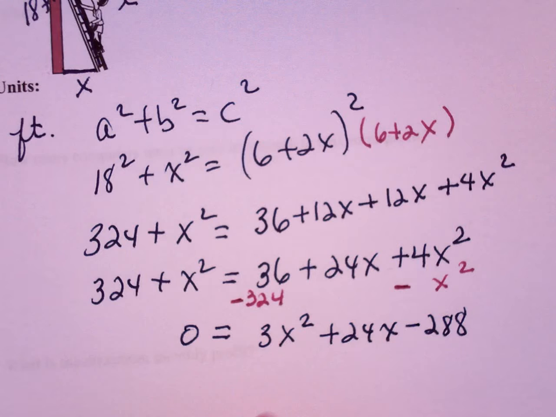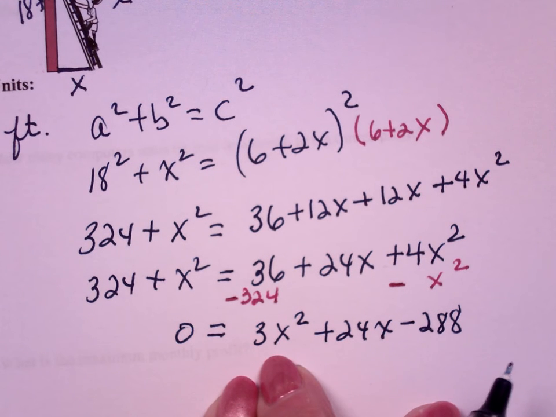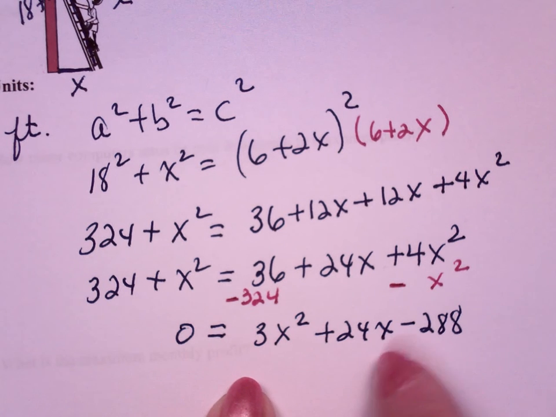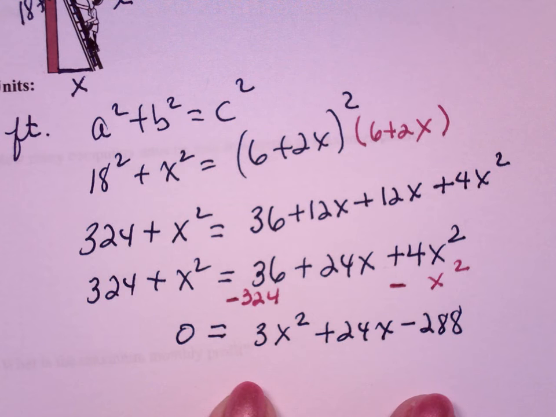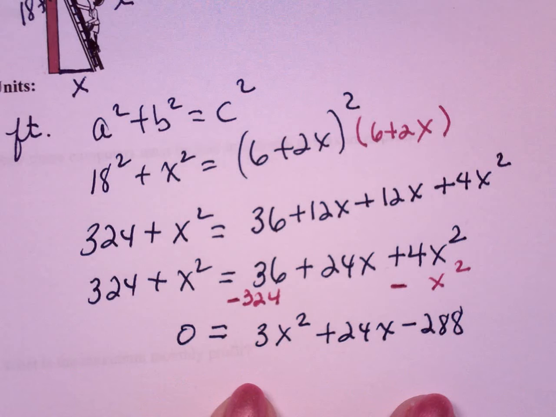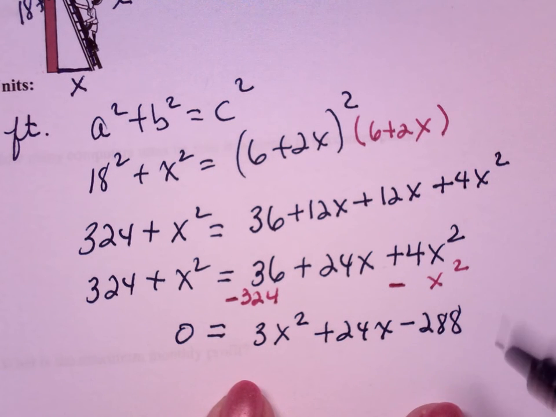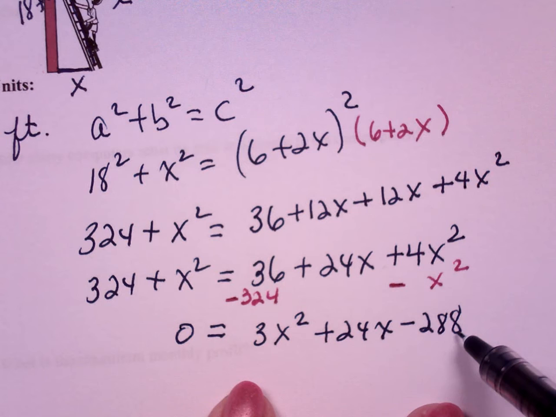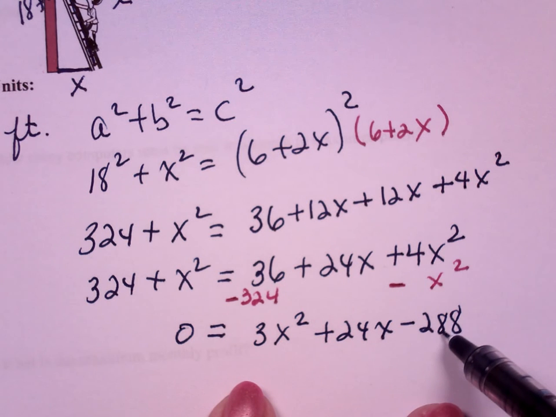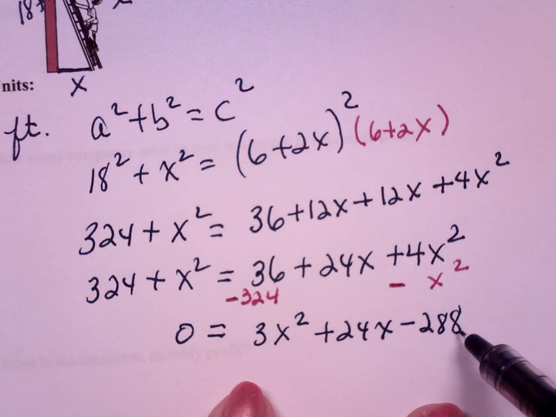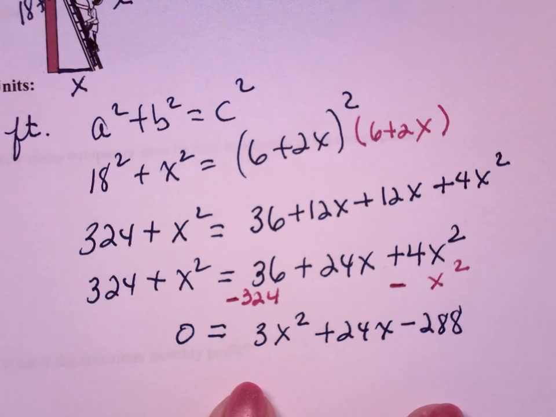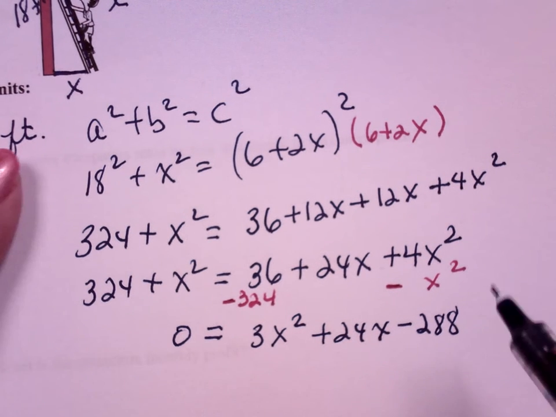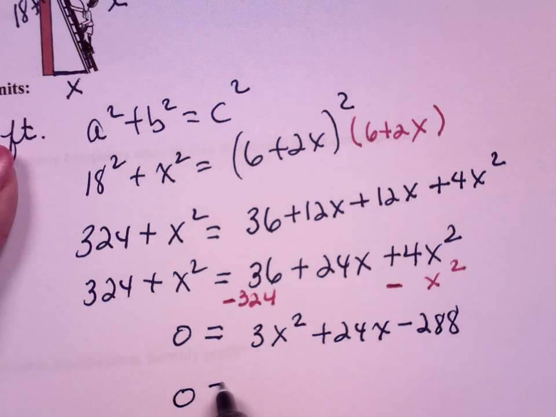Now, let me show you something. Does 3 divide 3? Does 3 divide 24? Does 3 divide 288? Yes. How do you know? Here's a quick way. Add the digits of 288. 2 plus 8 is 10, plus 8 is 18. Is 18 divisible by 3? Yeah, then the whole number is divisible by 3. So I could actually divide 3 out, make my number smaller.